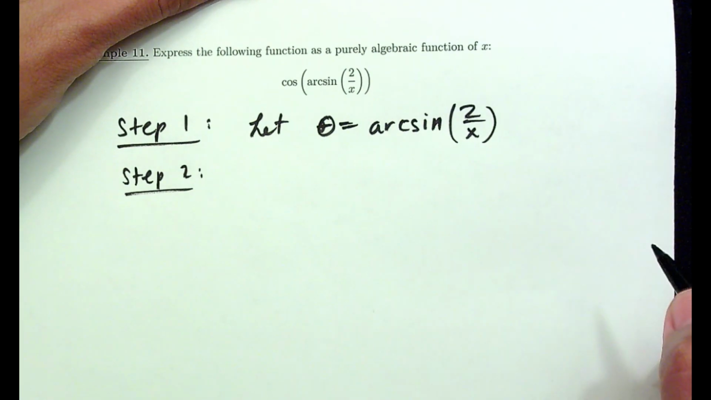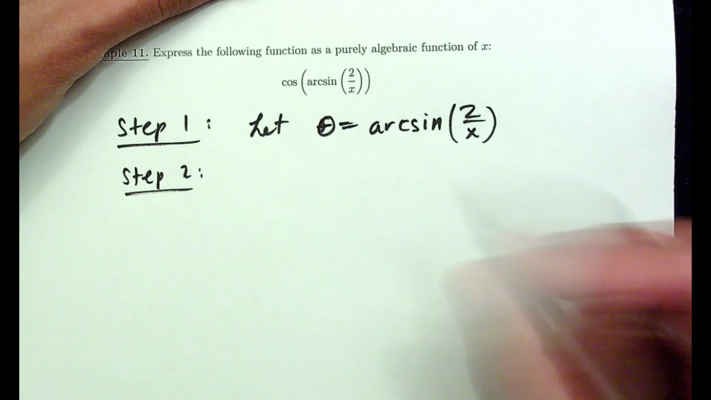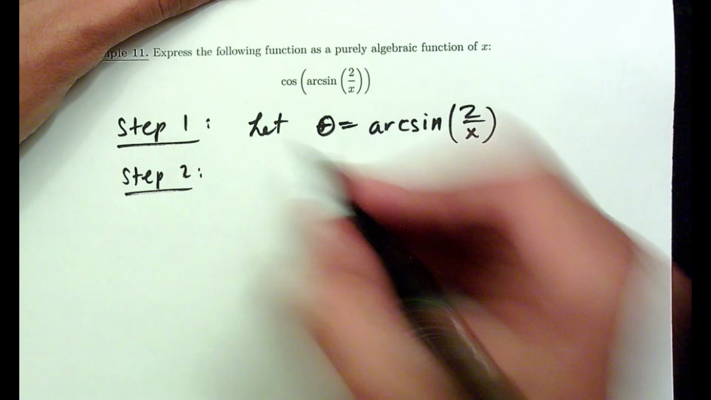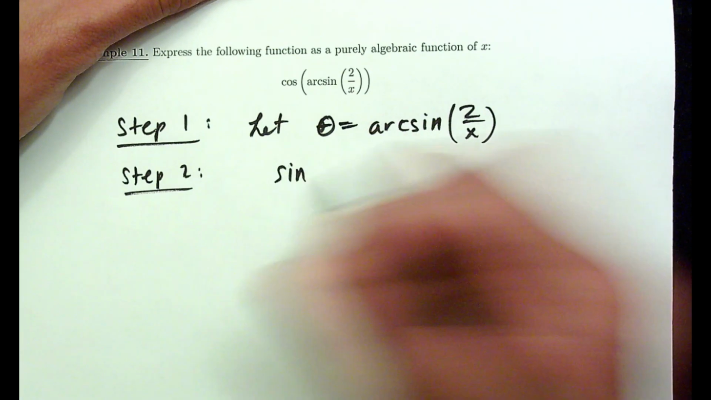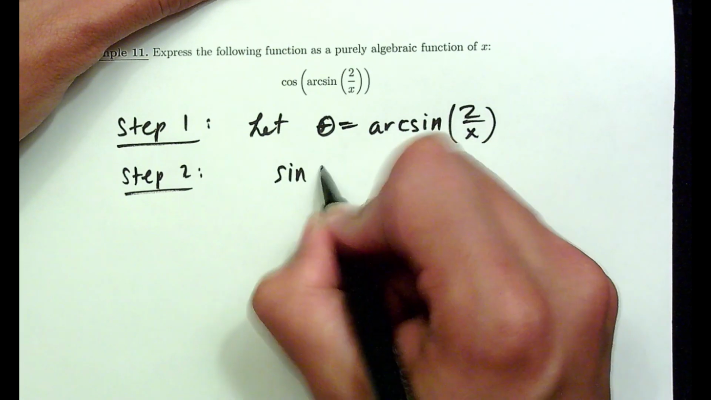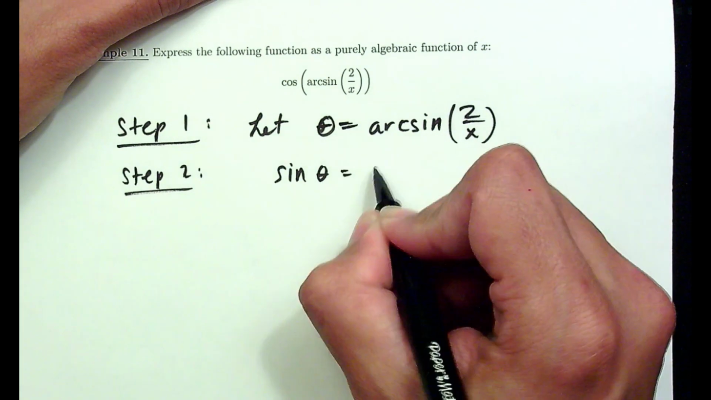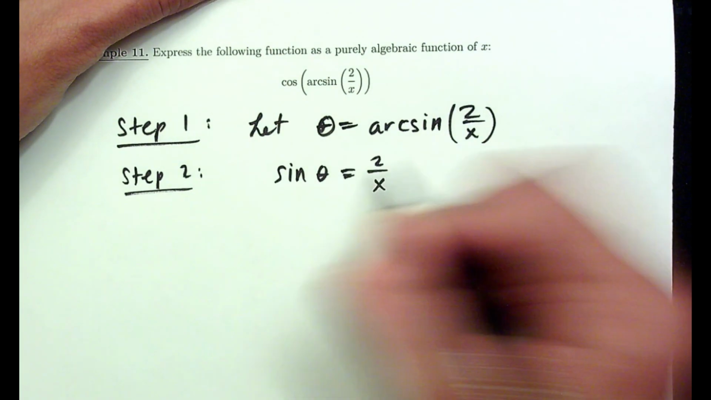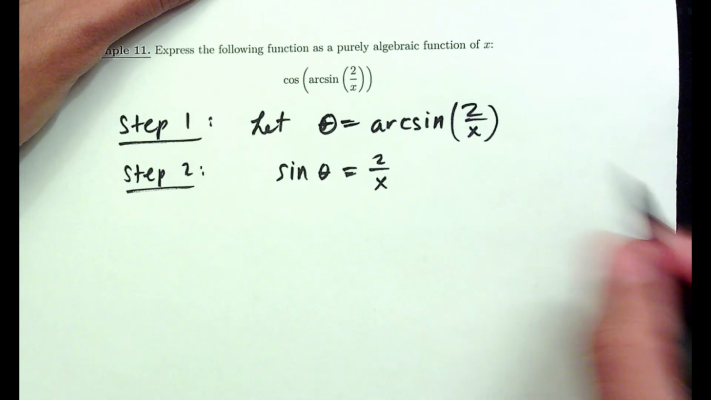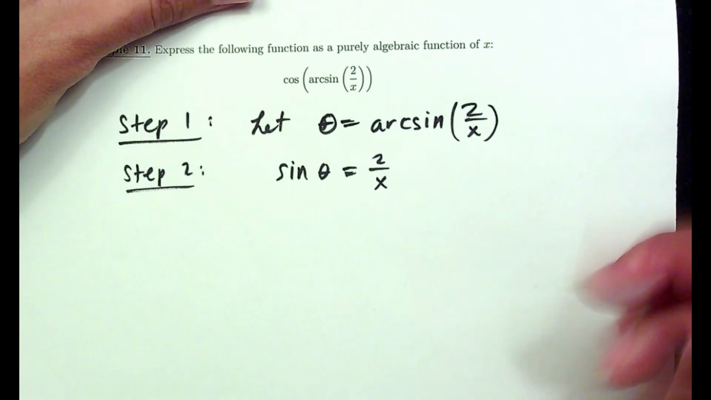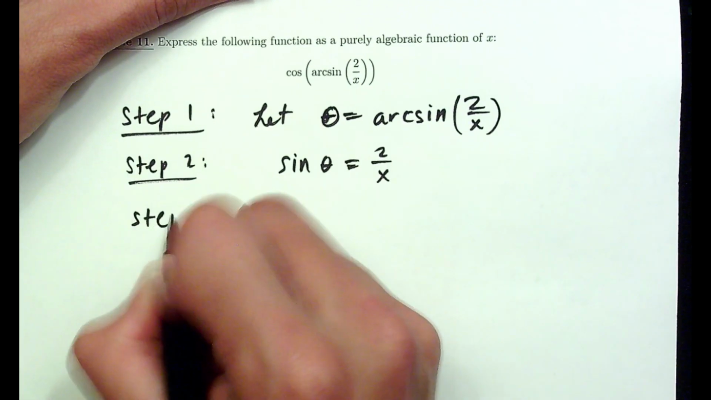rewrite this without sine inverse, without arcsine. You want this using regular sine. So what would this become? This would become sine of theta, output becomes input, input becomes output. Sine of theta equals 2 over x. If you don't like that notation, you can change it to sine inverse. I'm leaving it like that, but you can change it.